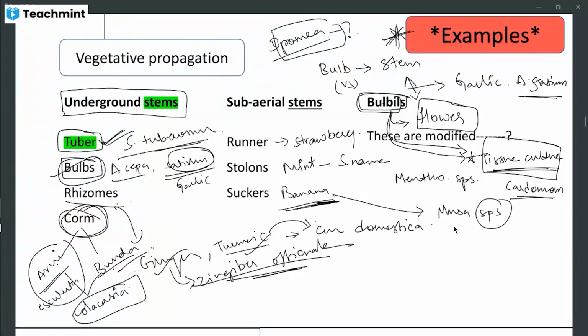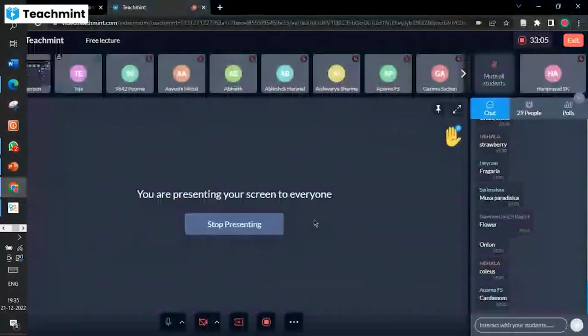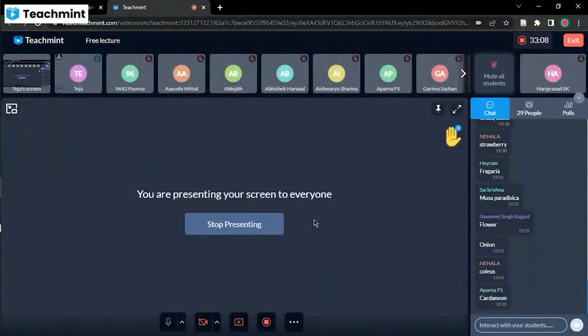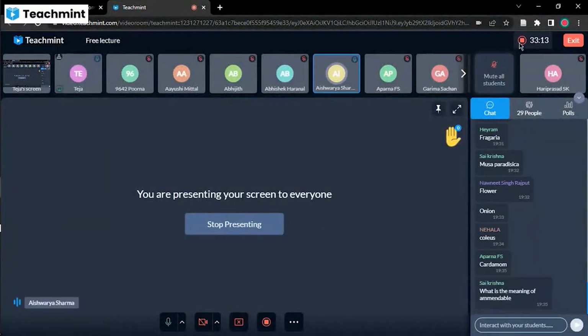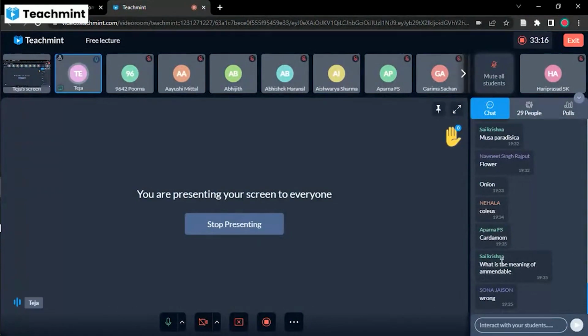If anyone makes the statement that all the plants that are reproduced through vegetative propagation look like the female, will it be correct or wrong? False. So what is the meaning of amenable? Amenable is nothing but that you can practice tissue culture in it. Okay, false. So you can't see identical male parent in vegetative propagation.